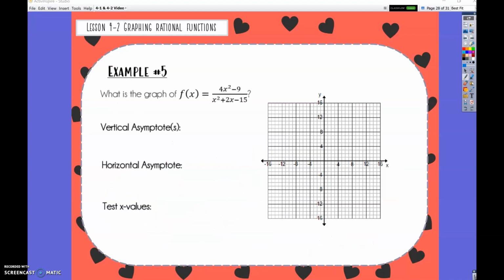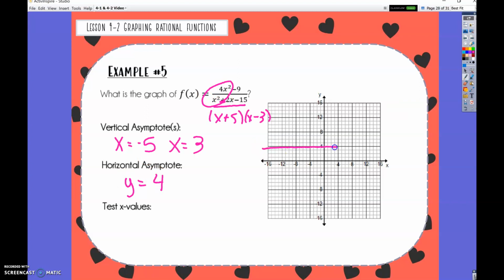And finally, on example 5, it's basically doing that same thing. Again, I always recommend factoring your denominator, so x plus 5 and x minus 3. Your vertical asymptotes come from what would make your denominator be 0, so 3 would be bad, and -5 would be bad. Your horizontal asymptotes come from the highest powers, so I'd have y equals 4 as my horizontal asymptote. I could draw that in here, and draw my -5 and my +3, a little sketchy here. That gets a little crazy.